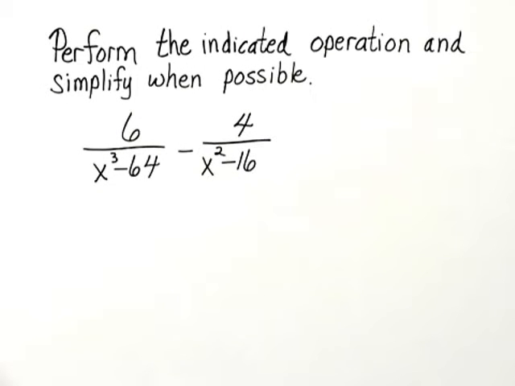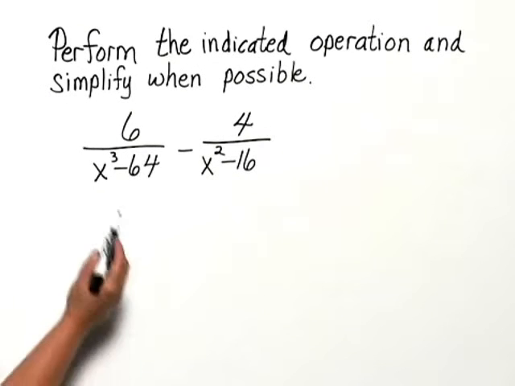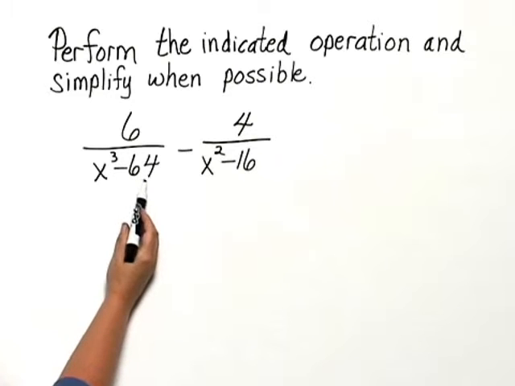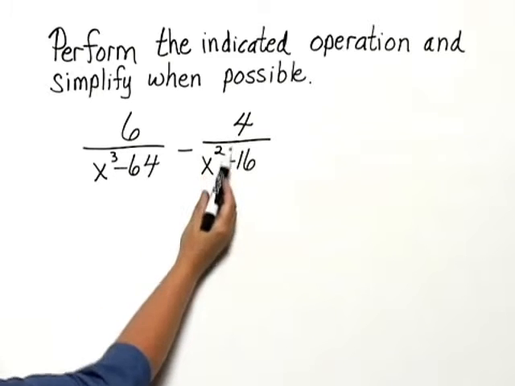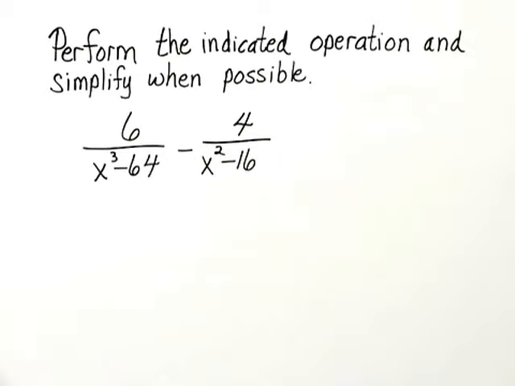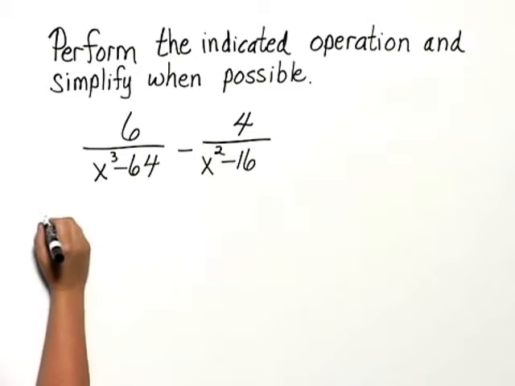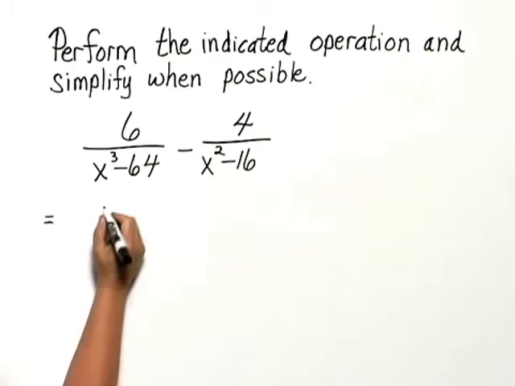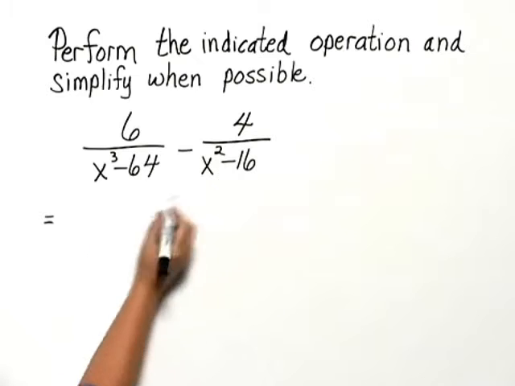Perform the indicated operation and simplify when possible. We have 6 over x cubed minus 64 minus 4 over x squared minus 16. I'm going to begin by factoring the denominators because I need to have a common denominator in order to subtract.